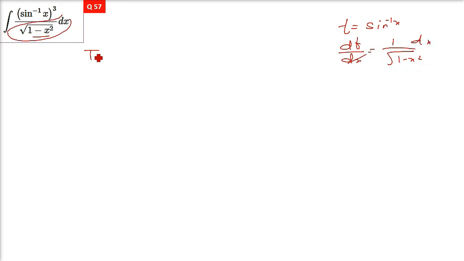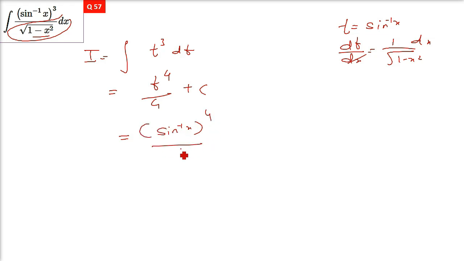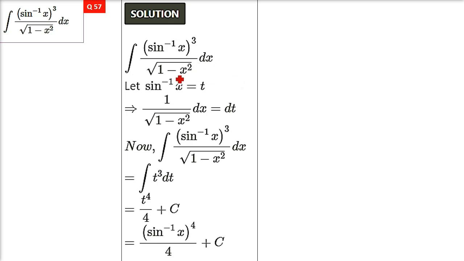And how about the sine inverse x? It was already taken as t. So this will be t cube, and this dx by under root 1 minus x square will be dt. So this will be t raised power 4 by 4, the x to the power n plus 1 by n plus 1 formula I have used, plus constant of integration. In place of t, just write sine inverse x to the power 4 divided by 4 plus constant of integration. That's your final result. Now this is a very straightforward question. You can just try it by yourself also.